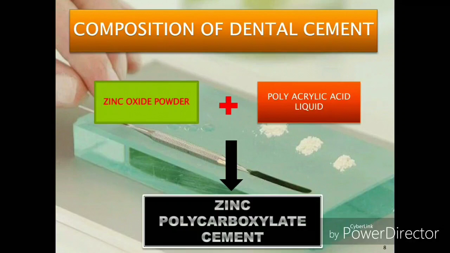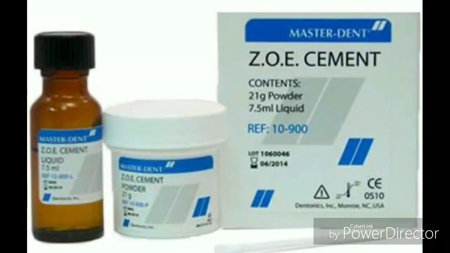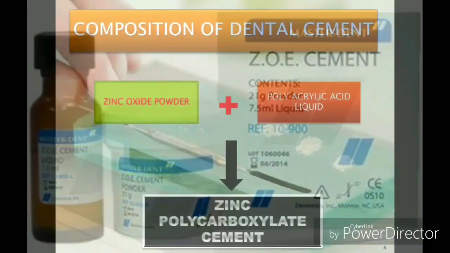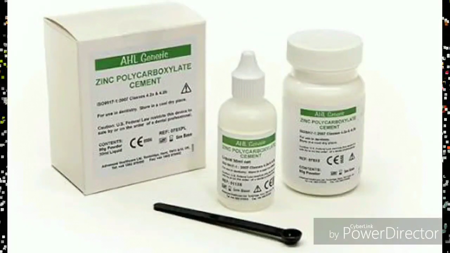So what we see here is that we kept the zinc oxide powder constant and just changed the liquid component, and we got three different types of dental cements: zinc oxide eugenol cement, zinc phosphate cement, and zinc polycarboxylate cement.